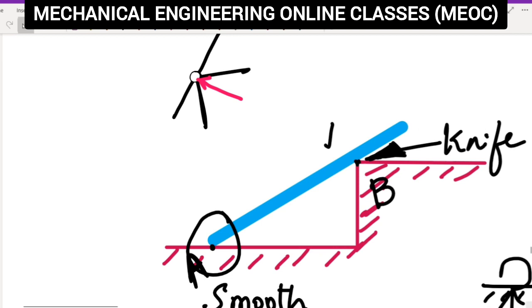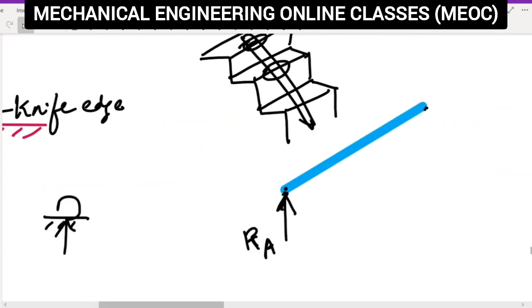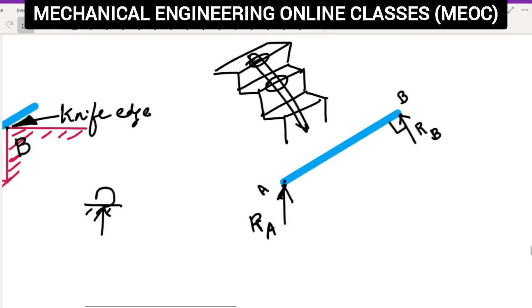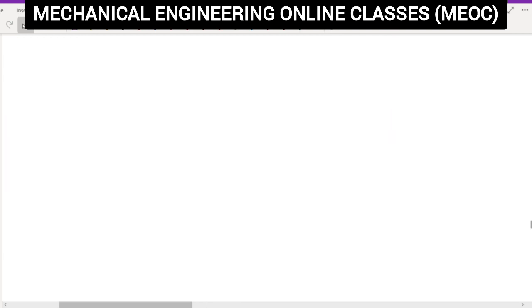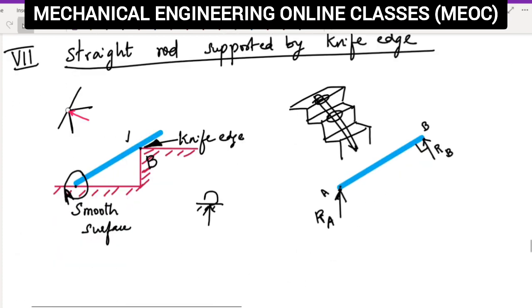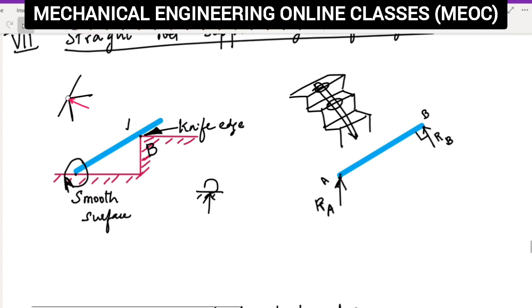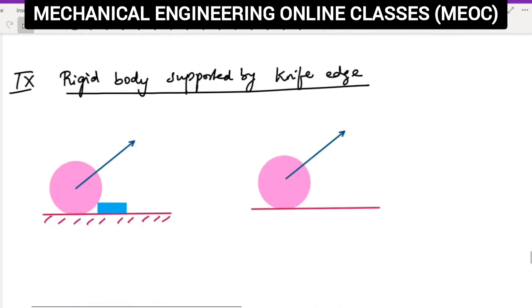It is in touch with the object at one point, so we cannot find a perpendicular to this particular point. So we will draw the normal reaction perpendicular to the object. That will be this, RB. This is point A, point B. So this is perpendicular. Because in all other cases we will take normal reactions perpendicular to the contact surface, but here, because we have a point contact, we will take it perpendicular to the straight rod. So we can see other examples of such kind.